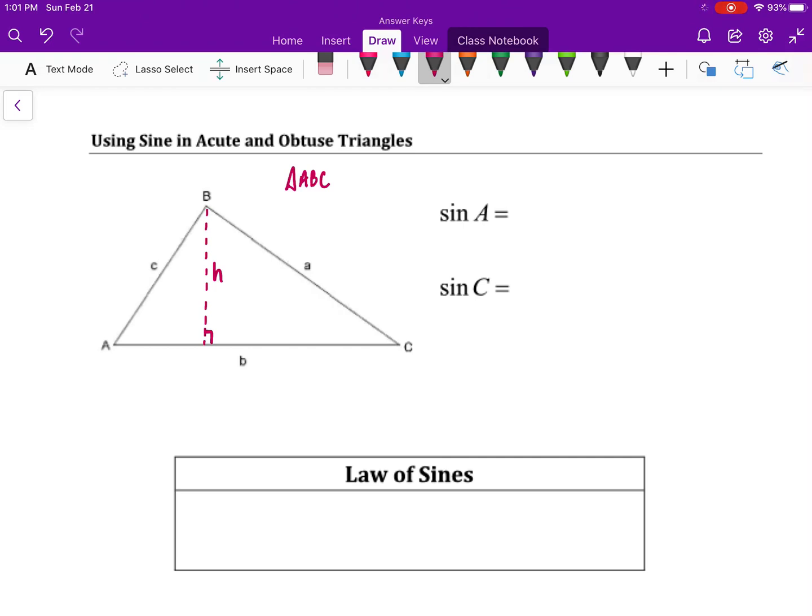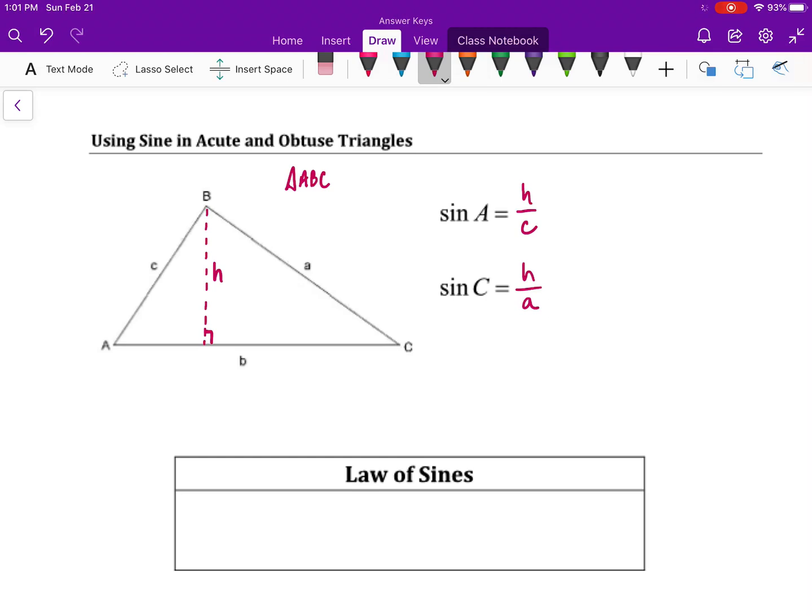And then at the bottom, we've got side length b split up. But since we're working with sine, we're going to find that we don't really need to represent either of those, because sine of A is now the opposite side length divided by the hypotenuse. Sine of C is equal to the opposite leg divided by the hypotenuse. Keep in mind, h here stands for the height, not hypotenuse.